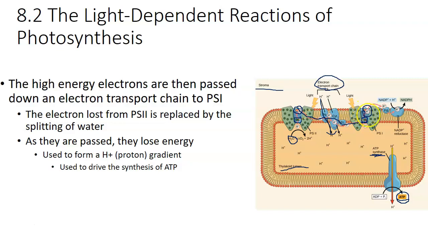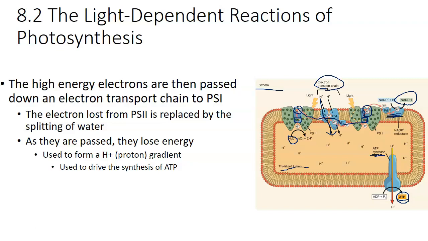Okay, so now these high energy electrons get passed down another little electron transport chain. But this electron transport chain does not build up a proton gradient. Instead, it's just going to pass those high energy electrons to NADP, forming NADPH. So photosystem 2 produces a proton gradient, which leads to the production of ATP, whereas photosystem 1 is going to lead to the production of NADPH.